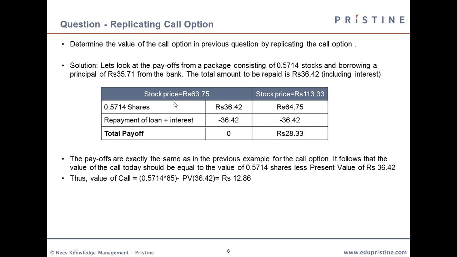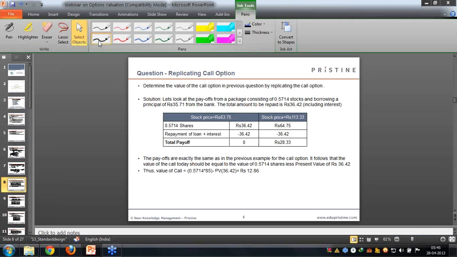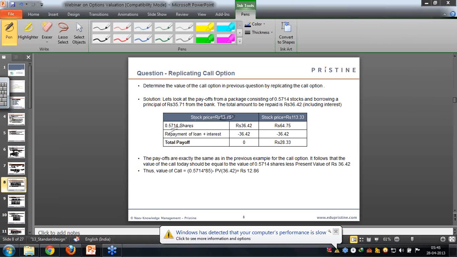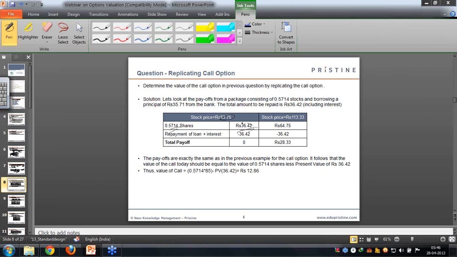So if you consider 0.5714 shares, 0.5714 of 63.75 will be 36.42. So this is the amount that you will have after 6 months, and you have to pay this much amount. So your total payoff will be 0 after 6 months if you have a stock price of 63.75, and if you have 113.33, your payoff will come out to 28.33, which are exactly the same as the call option that we discussed earlier on.